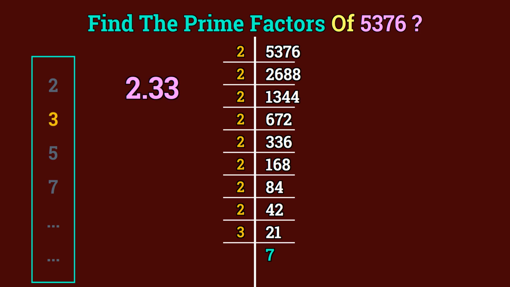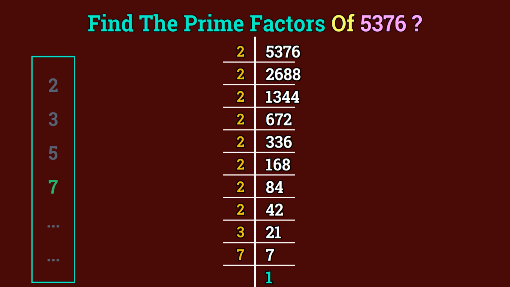Dividing 7 by 3, the result is not an integer. Since the result is not an integer, we will try to divide by the next number. Dividing 7 by 5, the result is not an integer. Since the result is not an integer, we will try to divide by the next number. Dividing 7 by 7, which equals 1. So 7 divided by 7 equals 1.